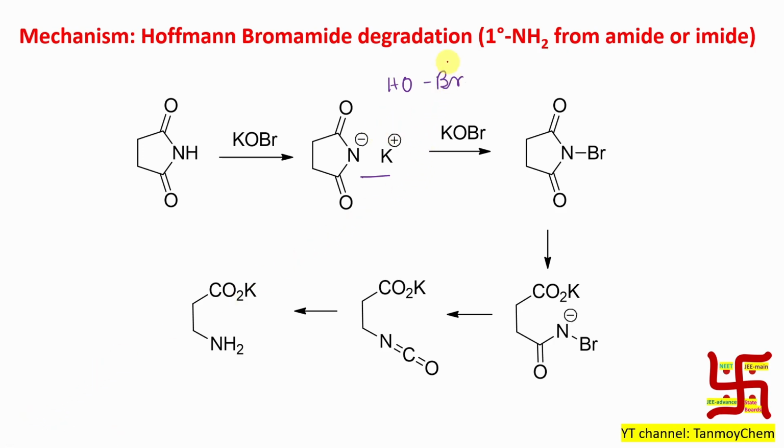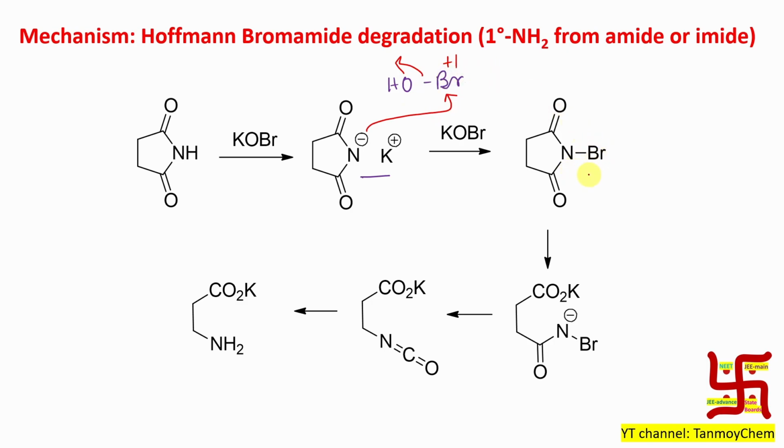Now in the next step, this bromine oxidation state is +1. +1 means you can expect this is electron deficient bromine or it is electrophilic. Consequently, this nitrogen anion, which is nucleophilic in nature, will attack and this OH will leave. Now ultimately what will be the product?